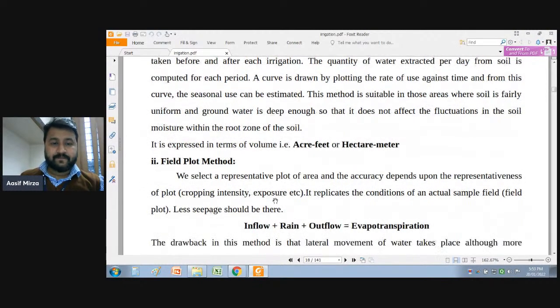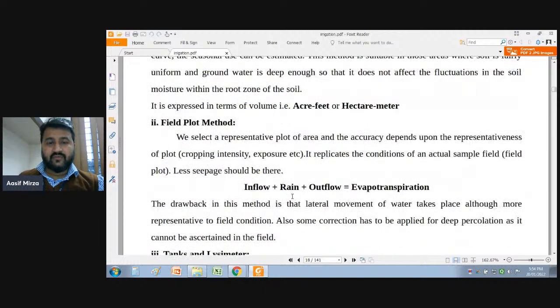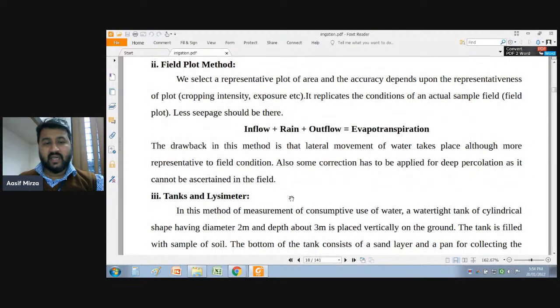Now, field plot method. We select a representative plot of area, and the accuracy depends upon the representativeness of the plot, cropping intensity, exposure, etc. It replicates the condition of an actual field. In the field plot, less seepage should be there. So inflow plus rain minus outflow is equal to evapotranspiration. Now, the drawback in this method is that lateral movement of water takes place, although it is more representative of field conditions. Also, some correction has to be applied for deep percolation as it cannot be ascertained in the field.